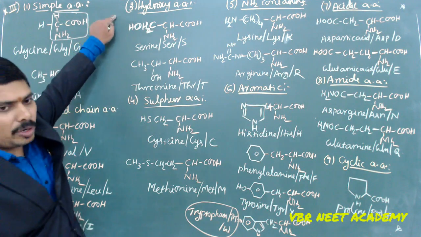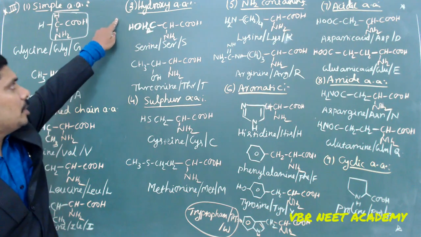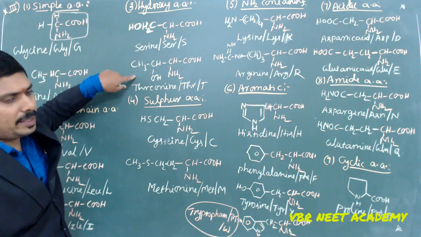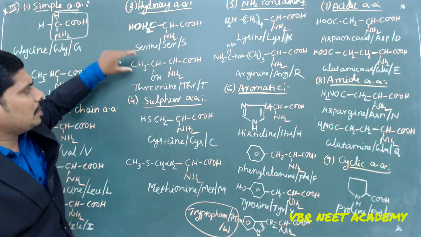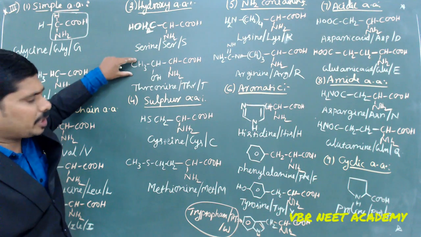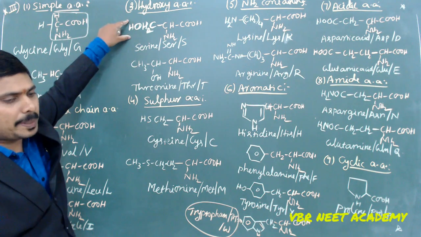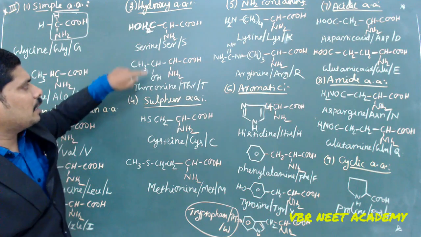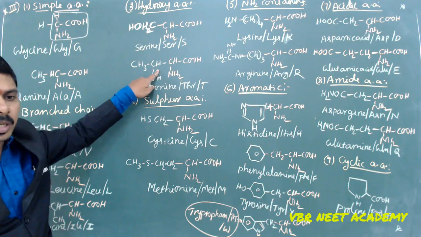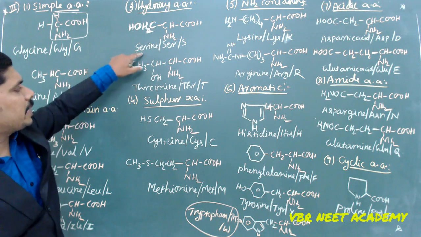And coming to the hydroxyl group amino acids, we have serine and threonine. They have an alcoholic group present. Here it is primary alcohol, and there it is secondary alcohol. Then we have serine, threonine.